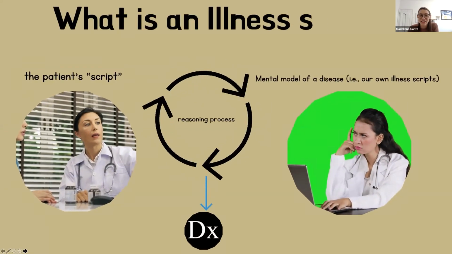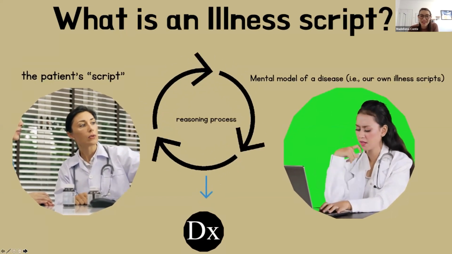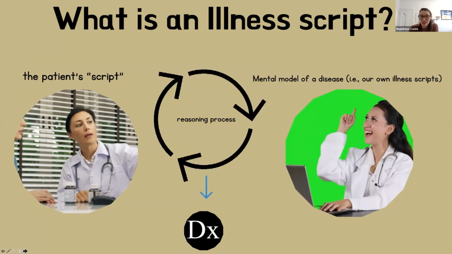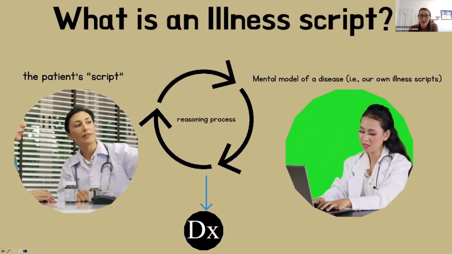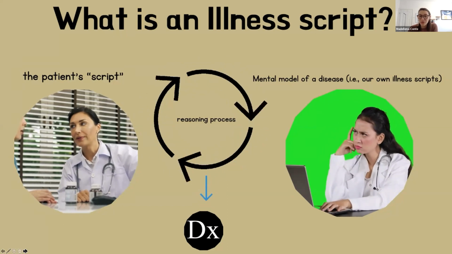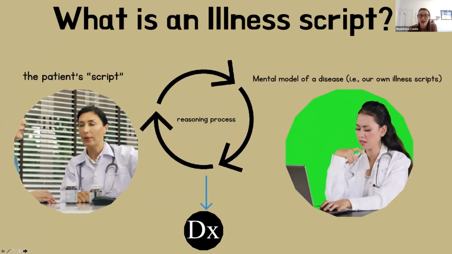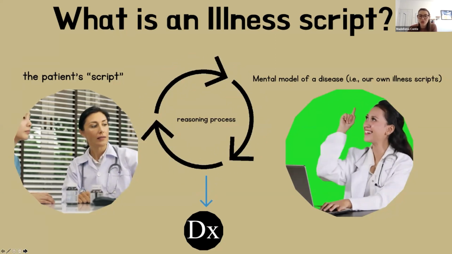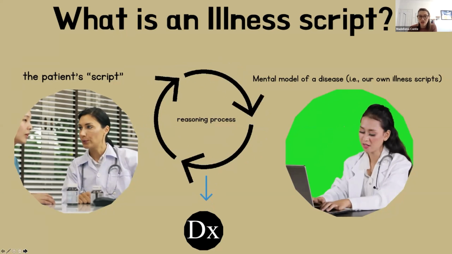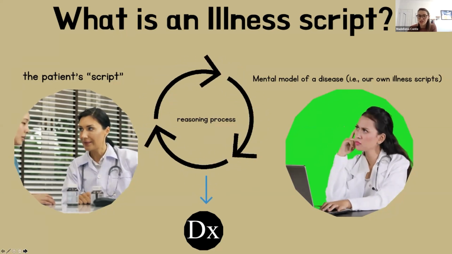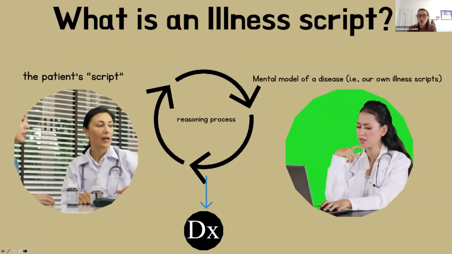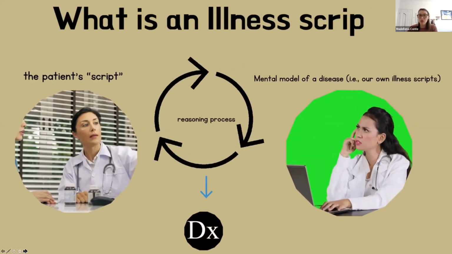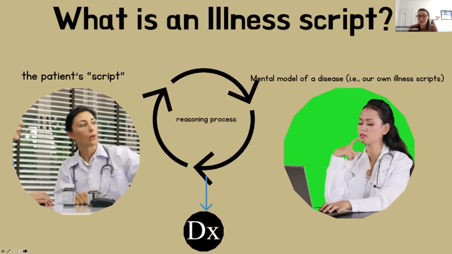So what exactly is an illness script? An illness script is a clinical reasoning tool that is used by clinicians to collect and retrieve clinically relevant information about a particular condition to then produce an organized mental summary of a provider's knowledge of the disease. So in the reasoning process, we use illness scripts to compare and contrast a patient's clinical presentation, so the patient's script, against our own mental models of a disease, which is our own illness scripts, as we reason to a working diagnosis or a final diagnosis.